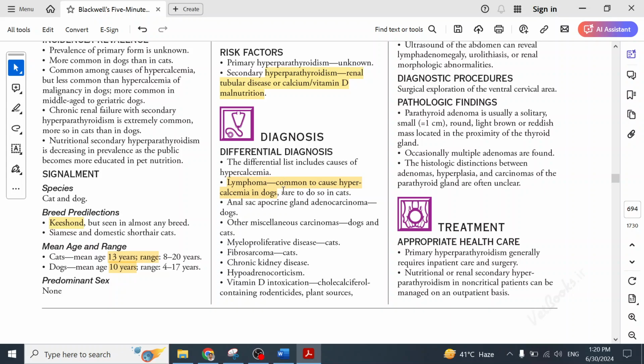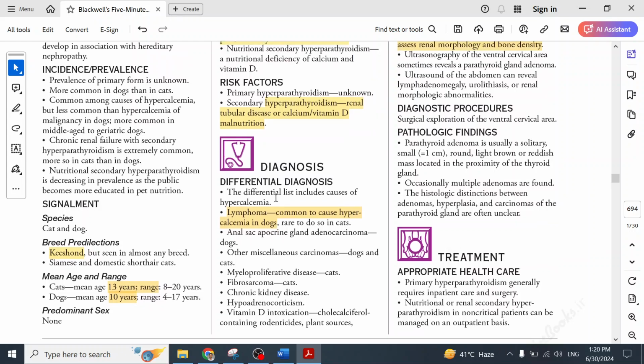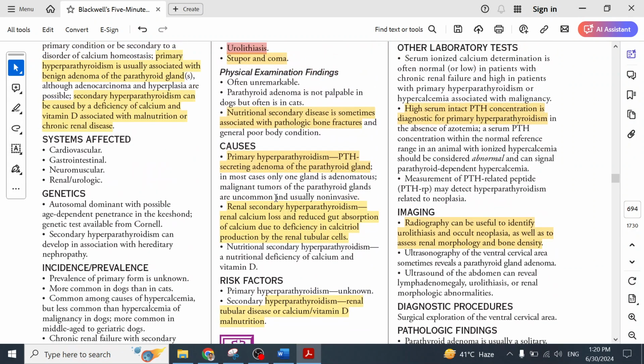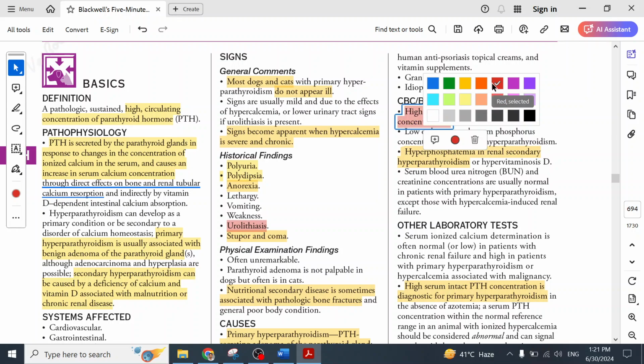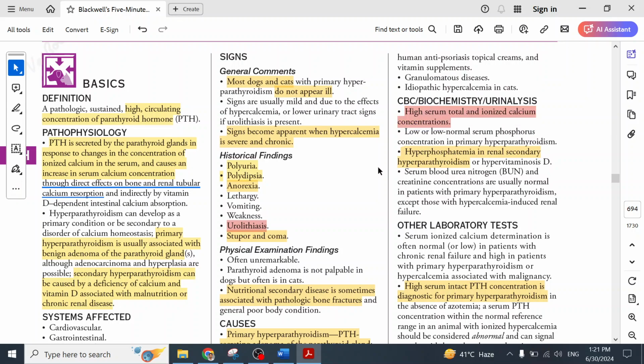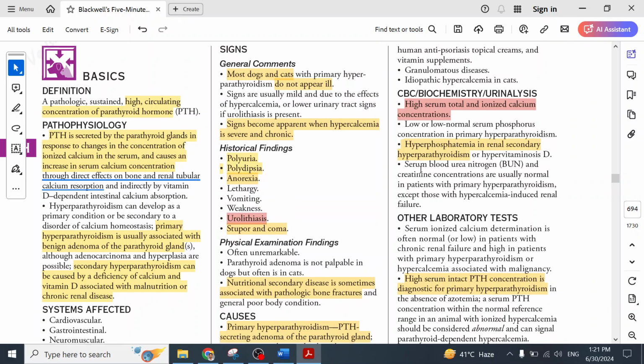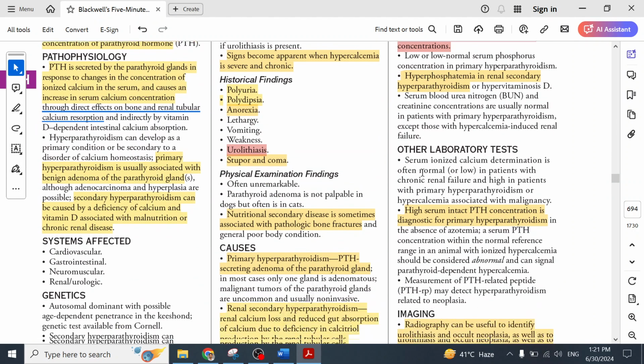Then we say differential diagnosis from lymphoma, a common cause of hypercalcemia in dogs. Okay, but in case of hyperparathyroidism, you see an adenoma of the parathyroid gland. Then CBC and lab findings, you find high serum total and ionized calcium concentration. This is the differential test on which you differentiate from the total ionized calcium concentration. Okay. Then hyperphosphatemia in renal secondary hyperparathyroidism. These are common in the findings.